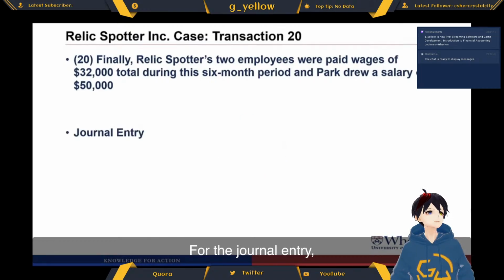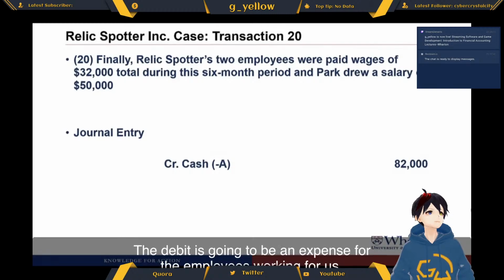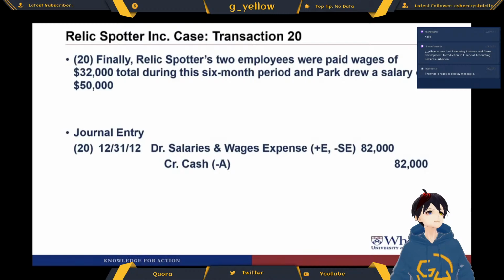For the journal entry, we paid $82,000 in cash total, so we credit cash for $82,000 to reduce the cash account. The debit is going to be an expense for the employees working for us. Now, these employees would be period costs, so we're recognizing an expense as they work for us. We're going to debit salaries and wages expense for $82,000 to recognize this period cost, which then in turn will reduce stockholders' equity as expenses always do.